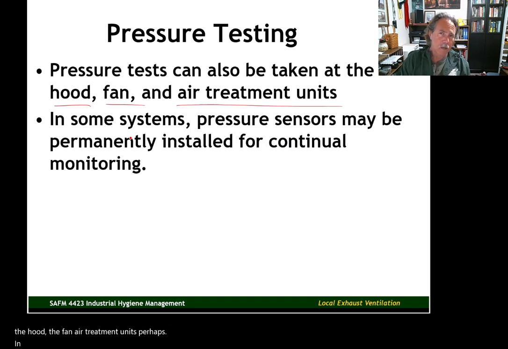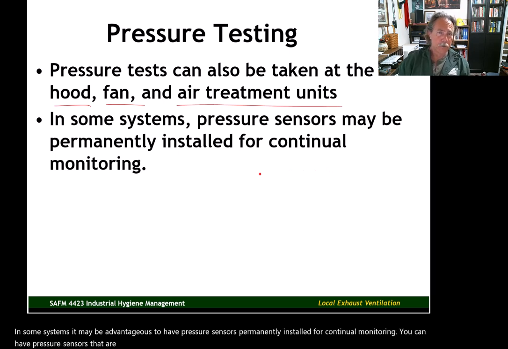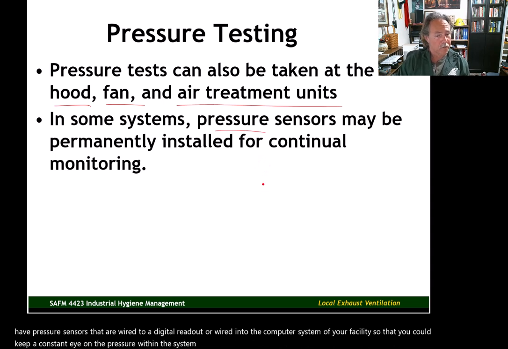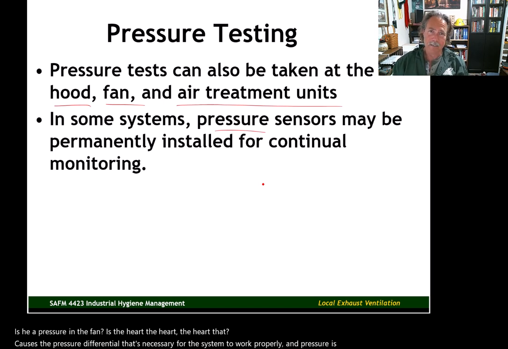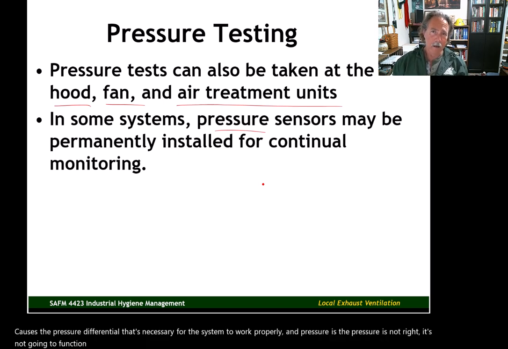In some systems, it may be advantageous to have pressure sensors permanently installed for continual monitoring. You can have pressure sensors that are wired to a digital readout or wired into the computer system of your facility so that you could keep a constant eye on the pressure within the system. Because again, the fan is the heart, the heart that causes the pressure differential that's necessary for the system to work properly. If the pressure's not right, it's not going to function properly. You've got to keep an eye on the pressure.